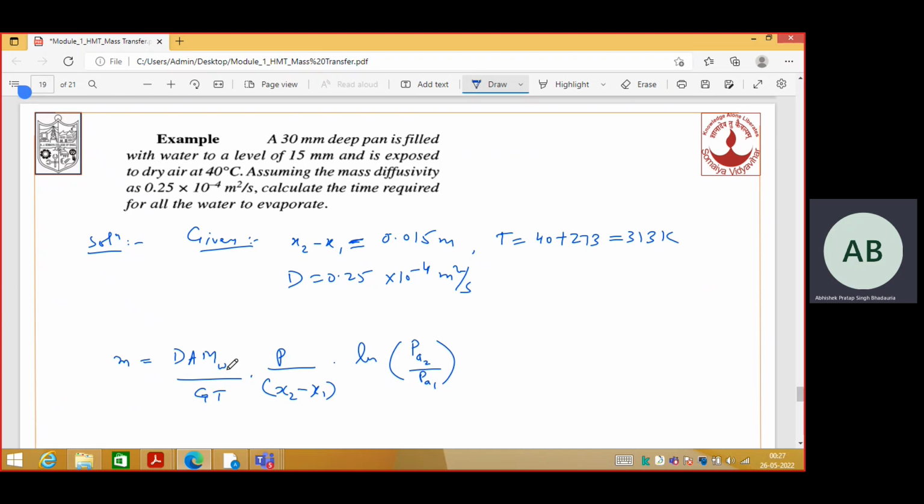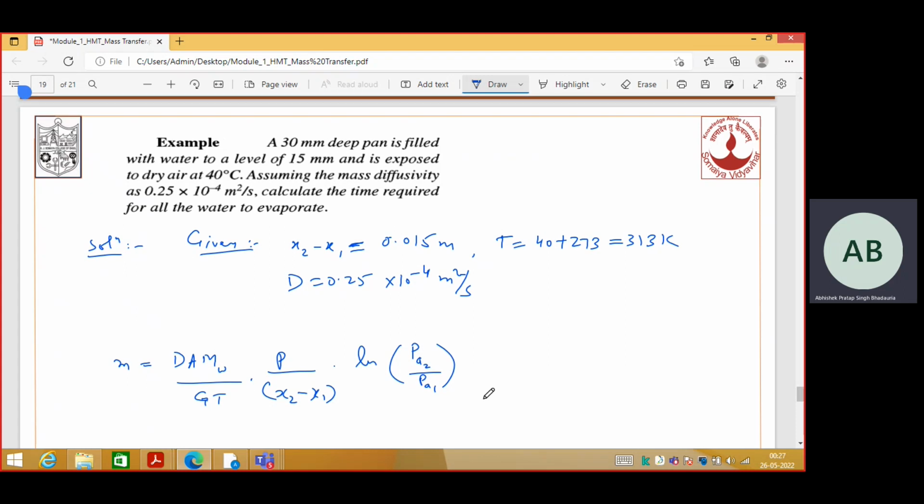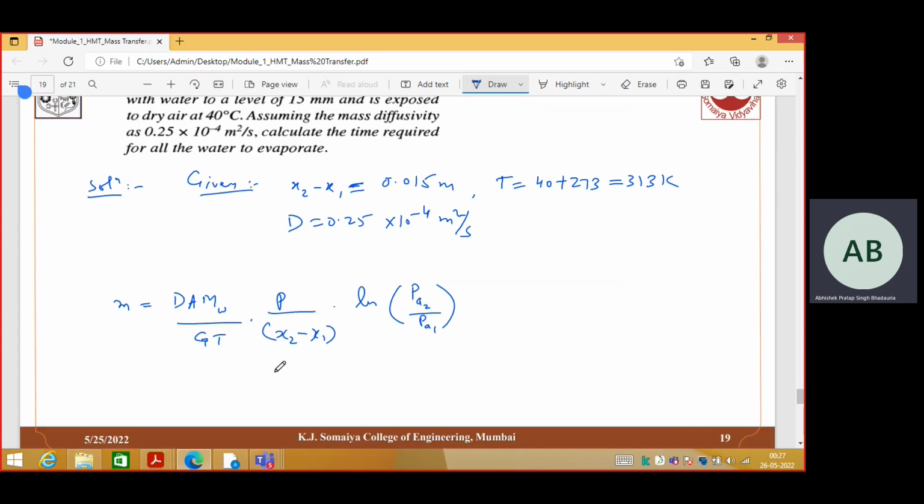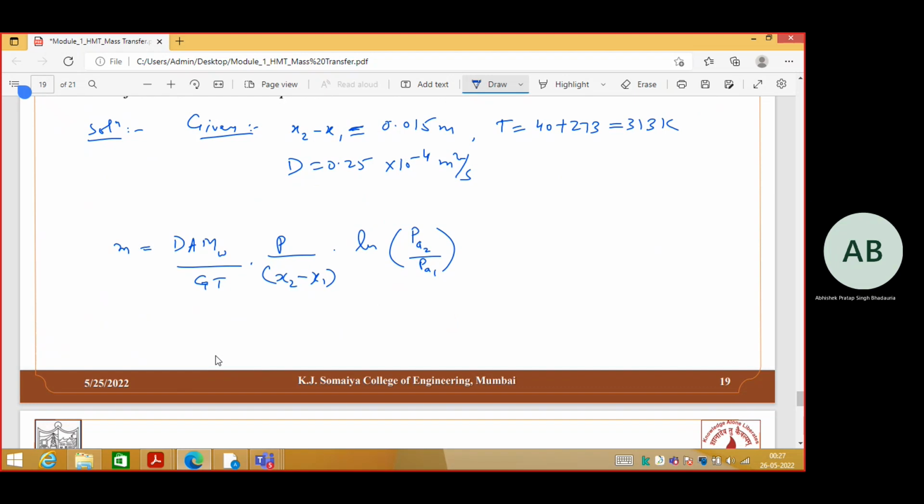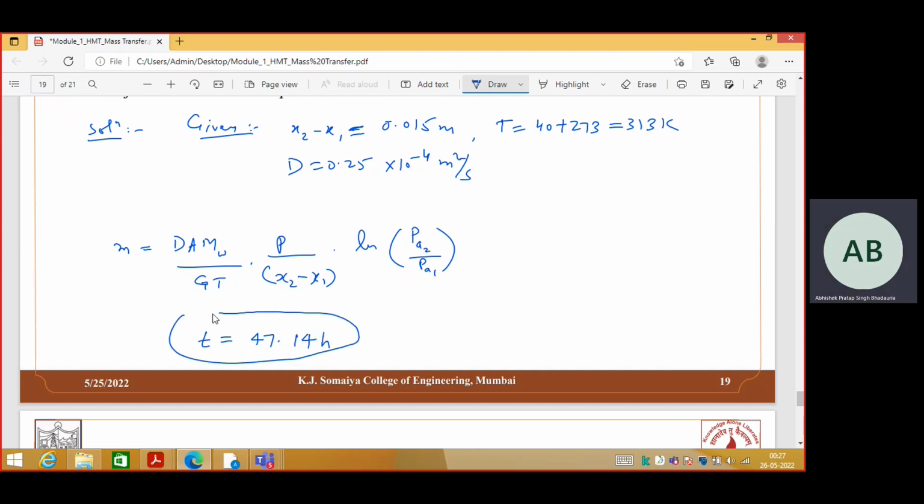In the similar fashion as the previous problem we solved, we can solve this problem also. We put all the values in the mathematical expression, and we'll be able to calculate the time required. So the final answer is 47.14 hours. So this is the answer.